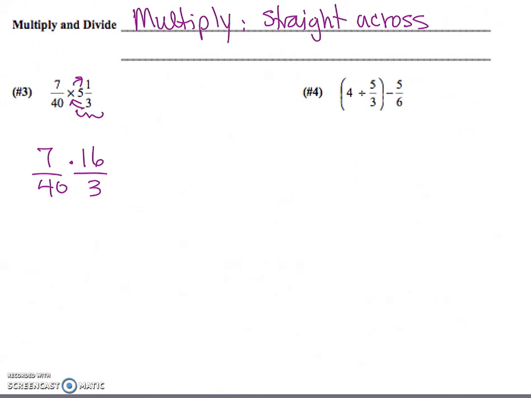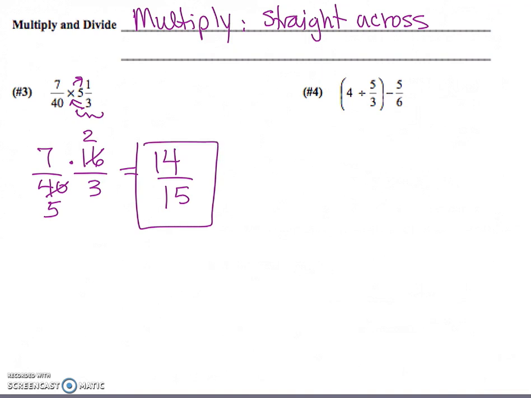So I look at 16 and 40 and I say, well, those can both for sure be reduced, and they have a common factor of 8. So if I divide 16 by 8, this becomes a 2, and if I divide 40 by 8, this becomes a 5. Now I'm going to multiply straight across. 7 times 2 is 14, and 5 times 3 is 15. That can't be reduced because I already reduced up front. Final answer is 14/15.